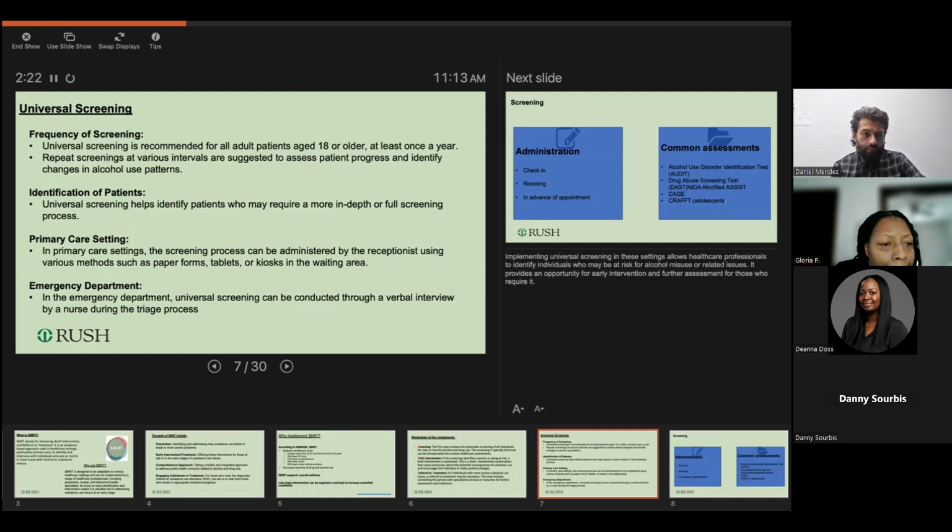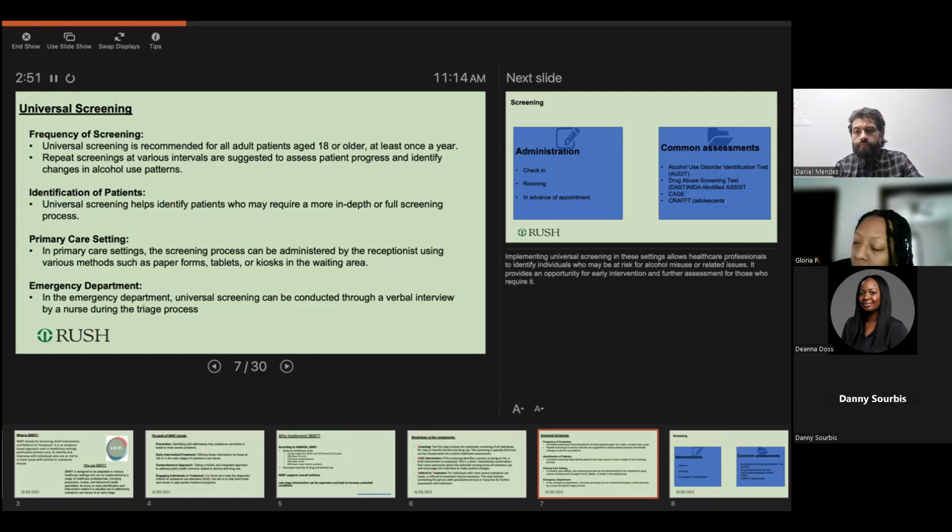Identification of persons. Universal screenings help identify patients who may require a more in-depth or full screening process. In a primary care setting, the screening process can be administered by the receptionist using various methods such as paper forms, tablets, or kiosks in the waiting area. In an emergency department, universal screening can be conducted through a verbal interview by a nurse during the triage process.